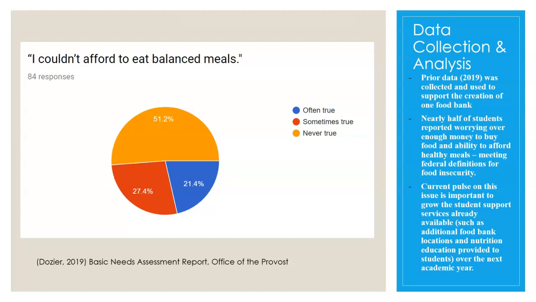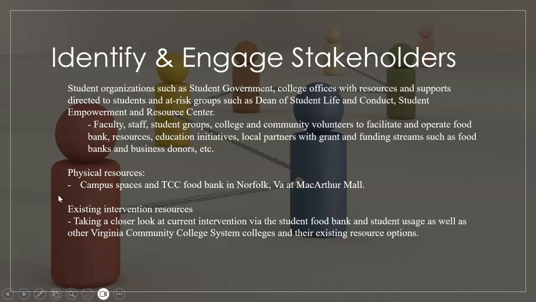Based off of the data that we gleaned, we were able to see clearly that our students did meet at the time federal definitions for food insecurity. And so this data helped us and gave us the support and the argument that we needed to ensure the funding to create our first food bank, which is available at MacArthur Mall in downtown Norfolk, Virginia. But keeping a current pulse on this issue is going to be continually important because we know things have changed since COVID. Students have other issues and challenges on their plates, and so we want to make sure that we're getting a more current picture of where students are today.